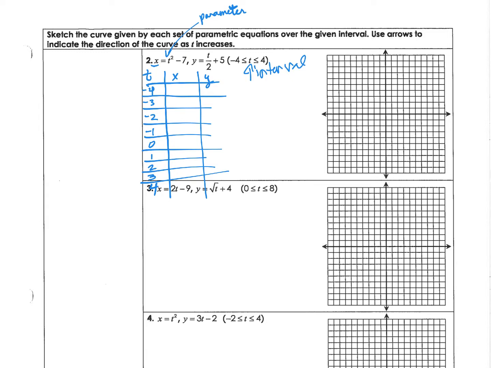Hit second window for your table set. Where do we want our table to start this time? -4. We want it to go up by 1, don't we? Do you have that in? Table start at -4. Now hit second table, second graph, and look what it's going to give you. It's going to give you the solutions to both of those, isn't it? Giving you what?